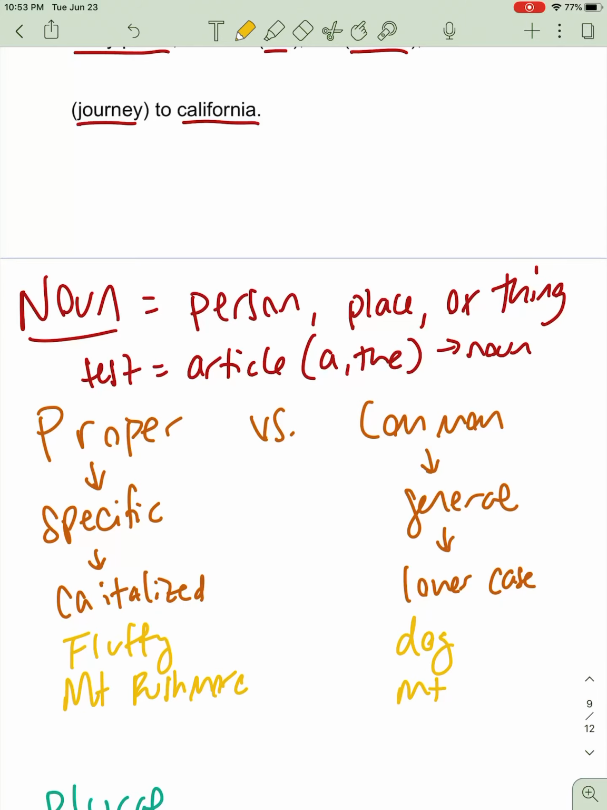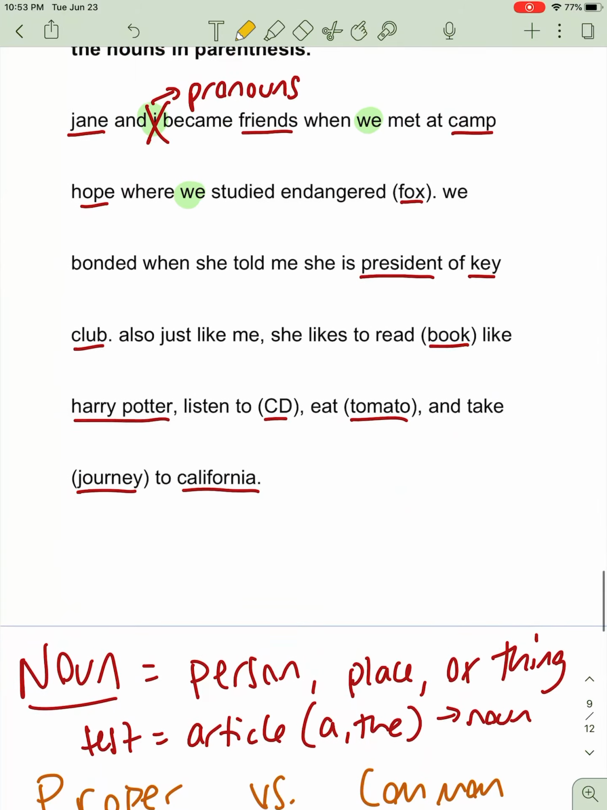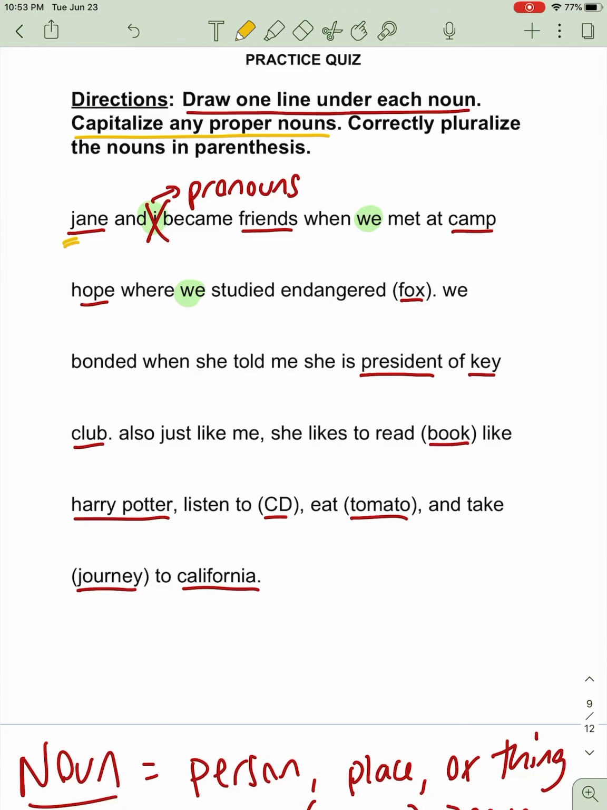So let's take a look at where we see some of these proper nouns. The first one that we see here is Jane. Jane is a girl. Girl is a general term, but Jane is a specific type of girl, and so as such it needs to get capitalized. I is also a specific person that we're referring to here and needs to get capitalized. Camp Hope. We're talking about something specific, so we need to capitalize it. If it just said Jane and I became friends when we met at camp, I'm not going to capitalize camp because camp is a general term that could refer to any number of places. But because I'm talking about a specific camp, the name Camp Hope, it needs to be capitalized.